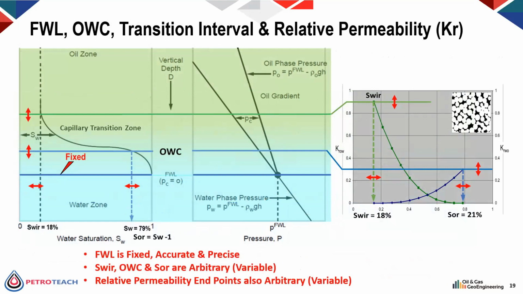So because you've got these fluctuations in terms of where you pick SWIR and where you pick the oil-water contact, and of course whatever saturation is at your chosen oil-water contact will, by definition, also be your SOR. In other words, that's the maximum amount of oil that you can displace. And you can see that it can move and change because it's arbitrary.